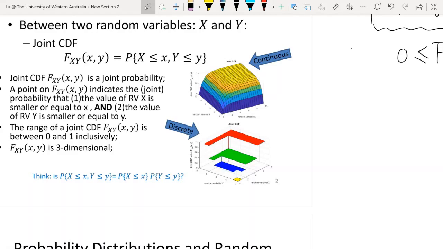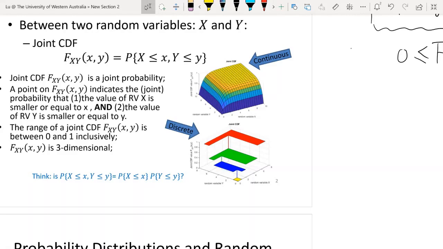It's not in a two-dimensional space anymore. We are coming into a three-dimensional space. The random variable x and the random variable y construct the xy plane, and the joint CDF function is the third axis going up vertically. So this is a three-dimensional space, and our CDF function curve or surface is defined within this three-dimensional space.